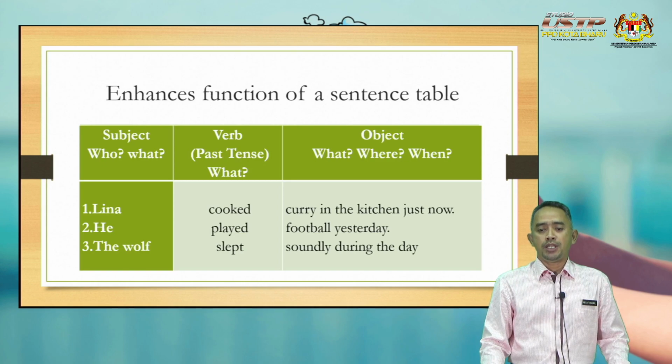For the object, we have 3 there: what, where, and when. What does Lena cook? It is a curry. And then you can also put where. Where are they? In the kitchen. And when? When did it happen? Just now. Okay. We are going to look at the second sentence.